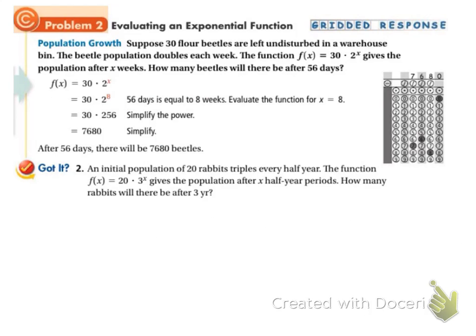Okay, so now we're going to plug into an equation. So we're given this function, f of x is equal to 20 times 3 to the x. Okay, so this is talking about, it says an initial population of 20 rabbits triples every half year. So the function f of x equals 20 times 3 to the x gives the population after x half-year periods. How many rabbits will there be after 3 years?